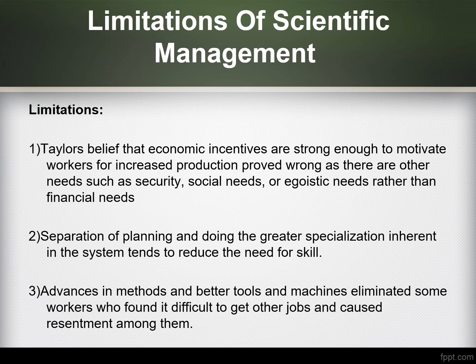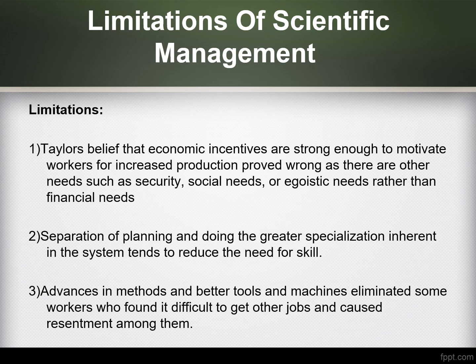Once the contribution is done, there should be a limitation within Taylor's contribution to management. So what are the limitations? Taylor believed that economic incentives are strong enough to motivate the workers for increased production, but this has been proven wrong because workers also need security. They also need social needs and egoistic needs rather than only financial needs. He insisted only on the financial side for the workers, but failed to give security, social needs, and egoistic needs apart from the financial needs.